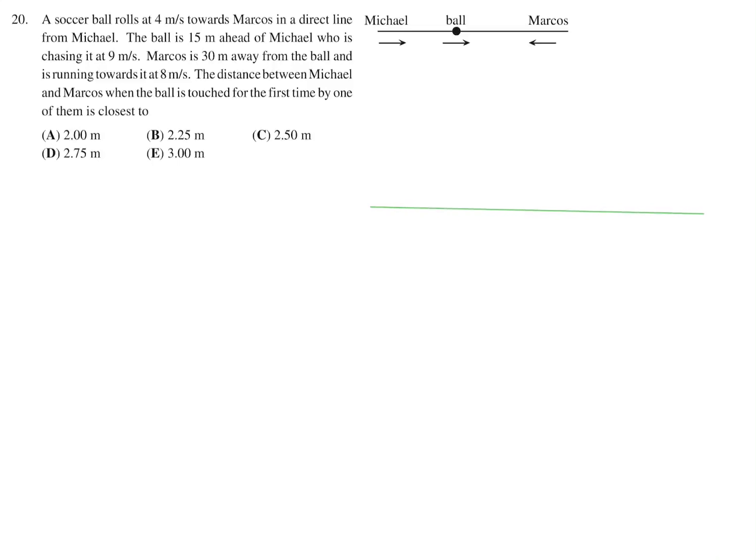and we want to label things. So I'm going to put Michael here, MI for Michael, and I'll put Marcos here, MA for Marcos, and the ball is somewhere here, correct? And they tell you some distances. The ball is 15 meters from Michael, and it's 30 meters from Marcos. And they give you the speeds. I believe the ball is 4 meters per second. Michael is 9 meters per second, and Marcos is 8 meters per second, their speeds. And Michael is going in that direction, the ball is going in that direction, and Marcos is going in that direction.